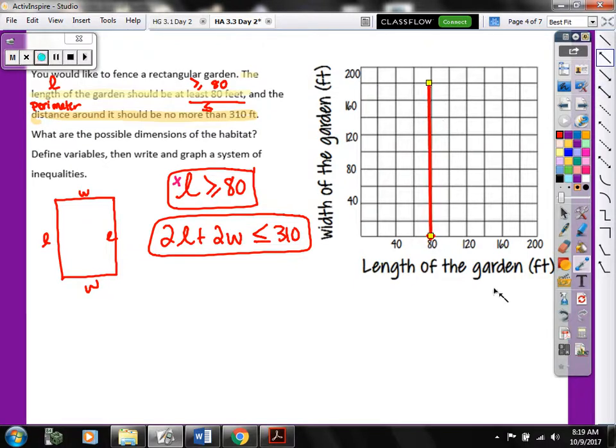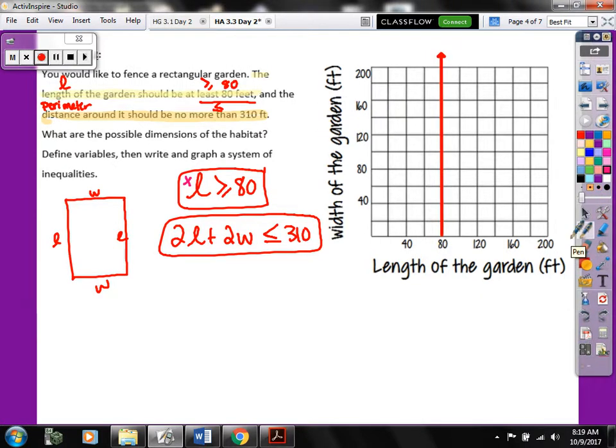Oh, let's go in the wrong direction. And then which way am I going to shade? On the left-hand side or on the right-hand side of that line? So we want greater than or equal to 80. Caleb? The right-hand side. Where are the x values greater than 80 on this side?